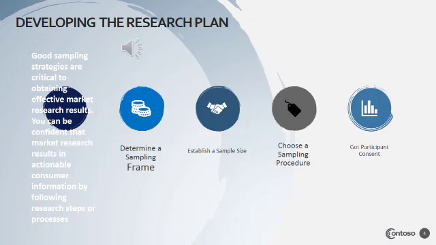The step in market research is one of the more complex steps because it contains several distinct components. The processes involved in identifying and obtaining a sample are known collectively as the sample plan: determining a sample frame, establishing a sample size, choosing a sample procedure, and getting participant consent.